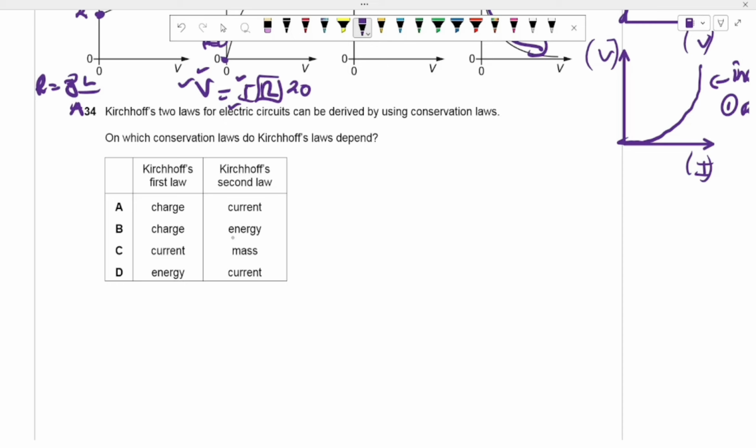Question 34. On which conservation law do Kirchhoff's laws depend? First law depends on charge. Second law on energy. The answer is B.